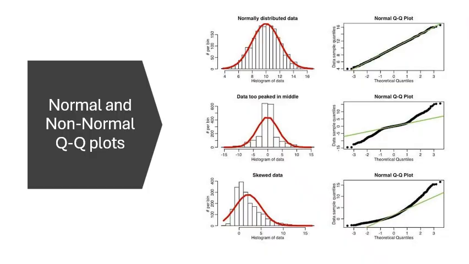And then skewed data, here we can see that we have a long tail, so we have a right skewed distribution here. And you can see that in this case, we have this kind of reverse C shape with the tails pulling away from the actual line.